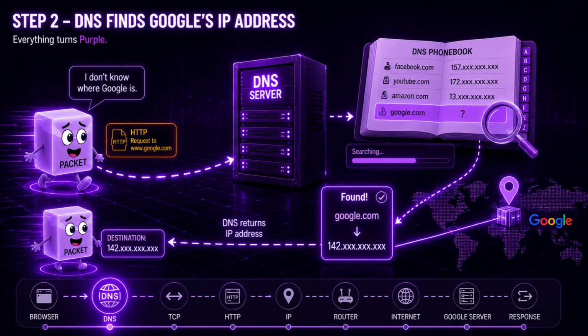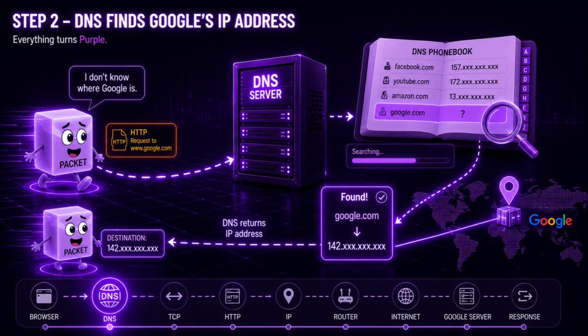The first thing your browser does is check whether it already knows Google's IP address. It checks its own DNS cache. If the address isn't found, your operating system checks its cache. Then your computer sends a DNS query to a DNS server. Think of DNS as the internet's phone book. You know the website's name. DNS tells your computer the IP address associated with that name. Within milliseconds, the DNS server responds with Google's IP address. Now your computer finally knows where Google is.